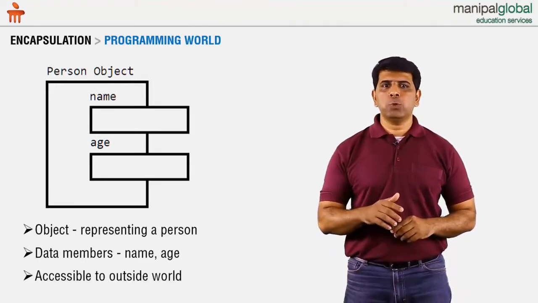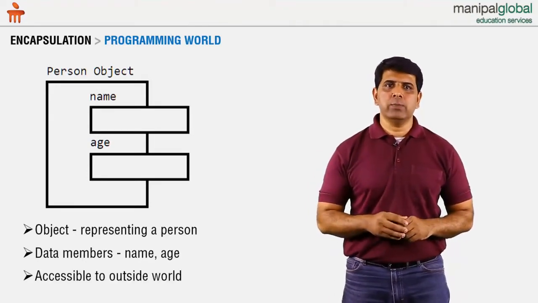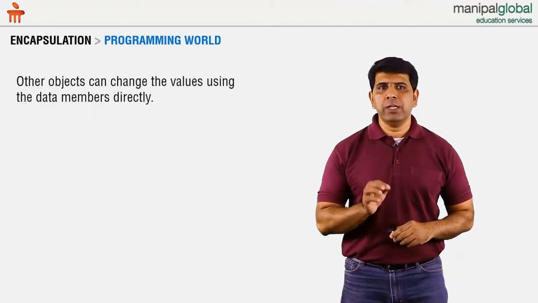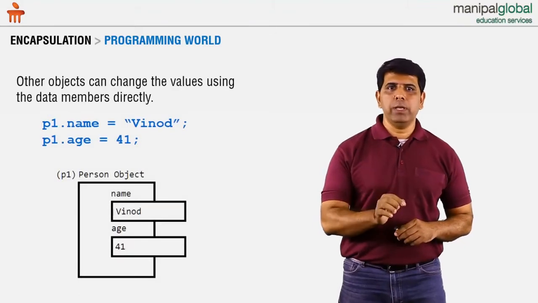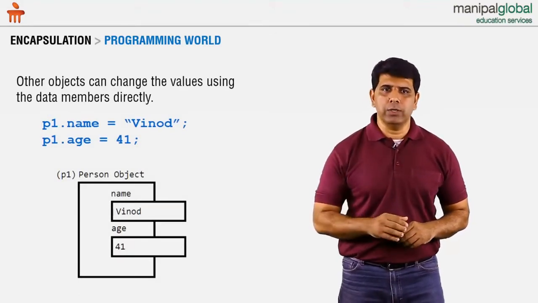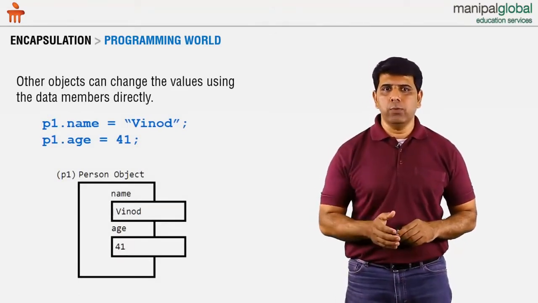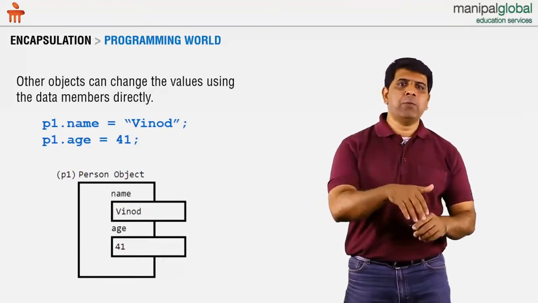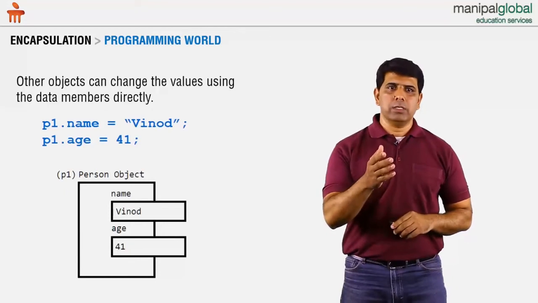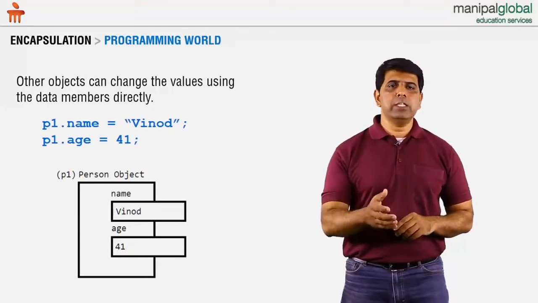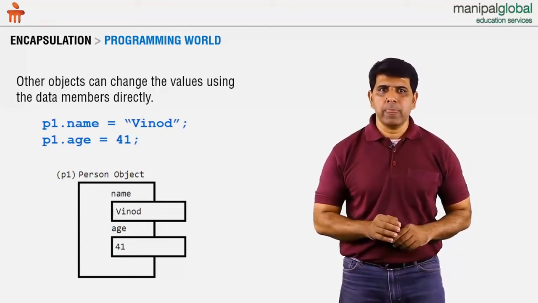Now, we have exposed this currently to the outside world. Now, imagine you are trying to store some values. We say p1.name equals Vinod, p1.age equals 41. We are able to assign the values directly. There's nothing wrong with this because name is valid and age is valid.